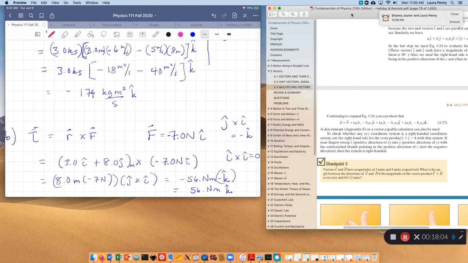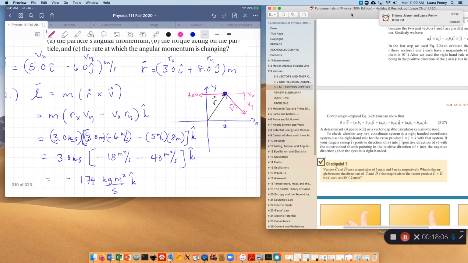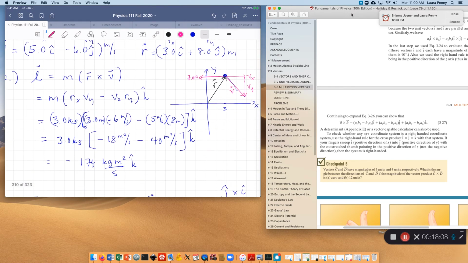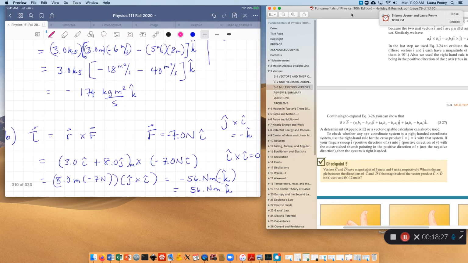So the force is trying to make this thing move counterclockwise, right? The velocity currently has it moving clockwise, and so we have a negative angular momentum. But this applied force that we're putting on it is trying to make the object move counterclockwise, and so it's going to be a positive torque.